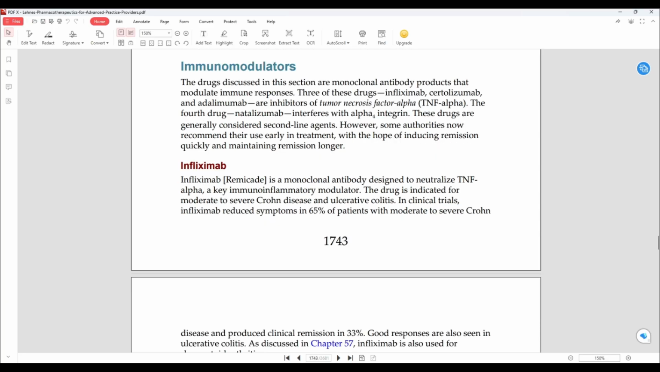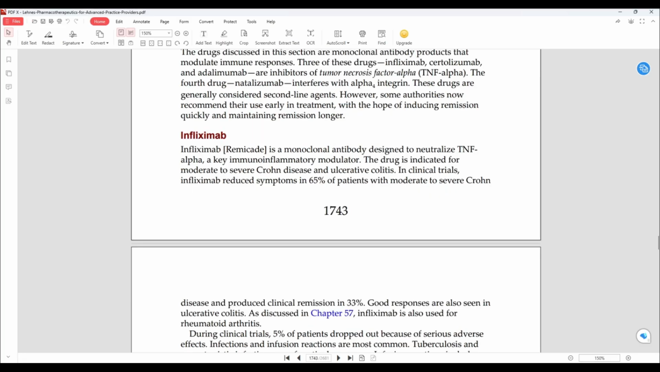Immunomodulators. The drugs discussed in this section are monoclonal antibody products that modulate immune responses. There are three of these drugs: infliximab, certolizumab, and adalimumab, which are inhibitors of tumor necrosis factor alpha. The fourth drug, natalizumab, interferes with the alpha integrin. These drugs are generally considered second-line agents. However, some authorities now recommend their use early in treatment with the hope of inducing remission quickly and maintaining remission longer.